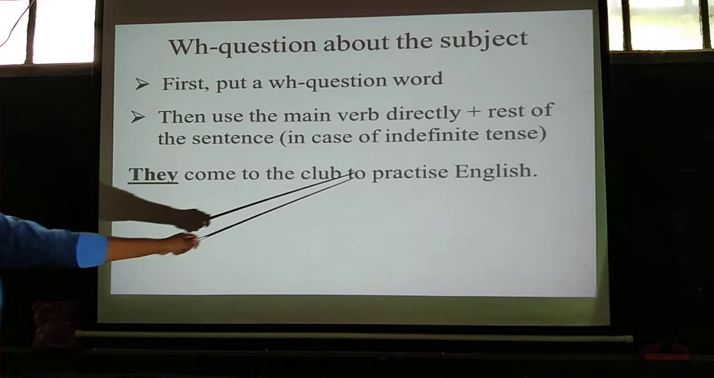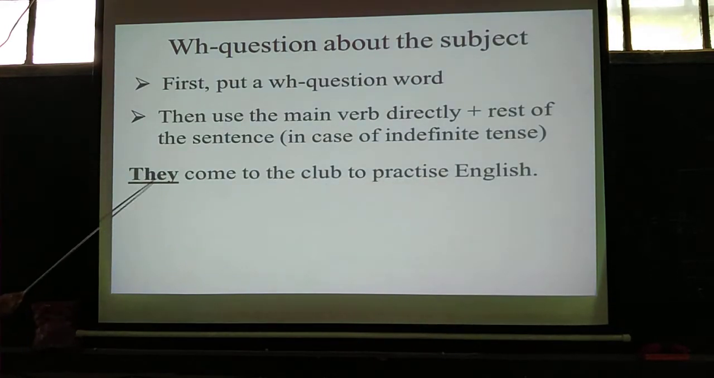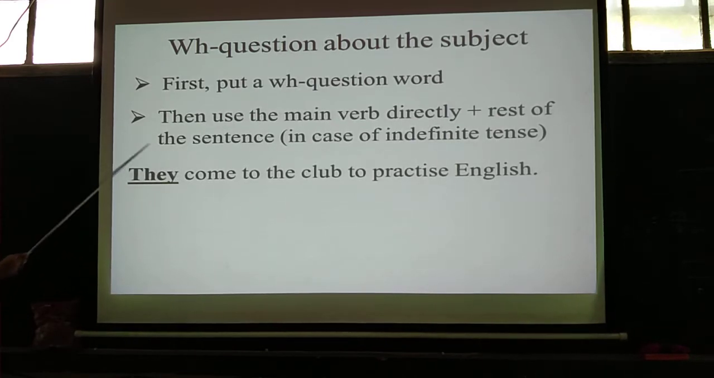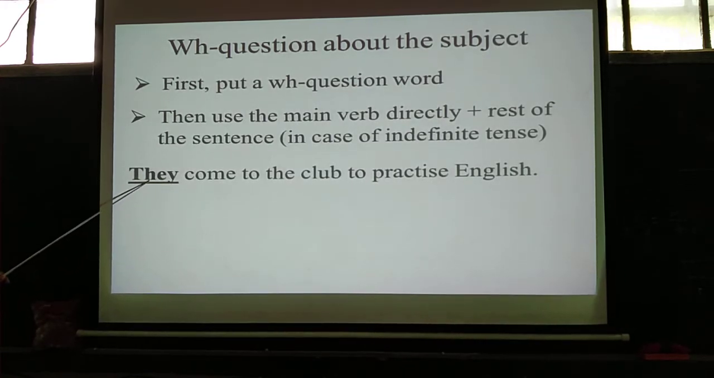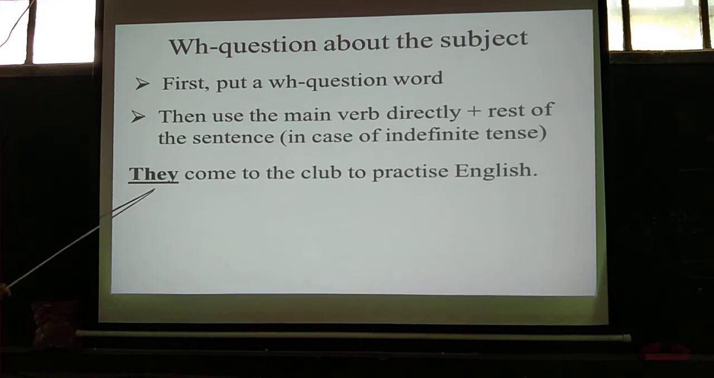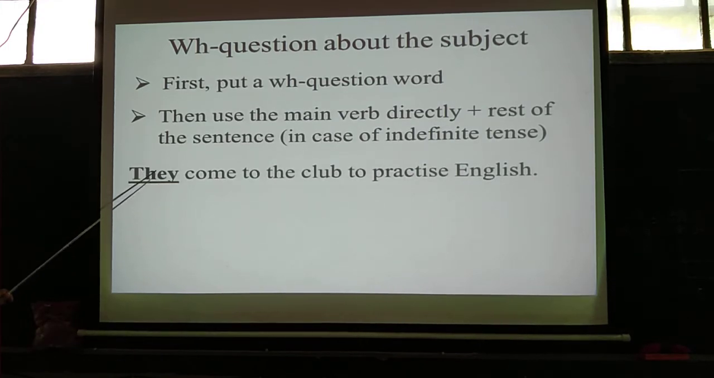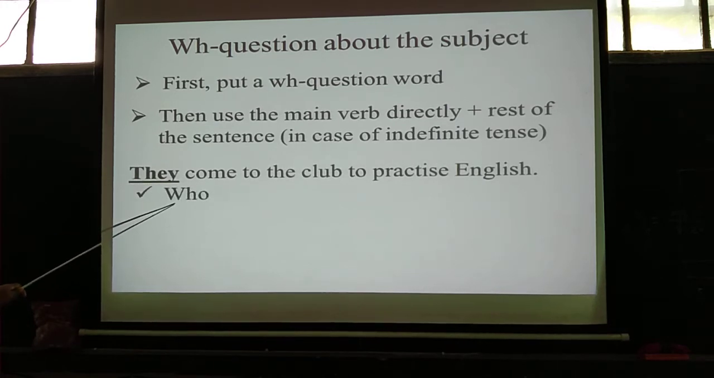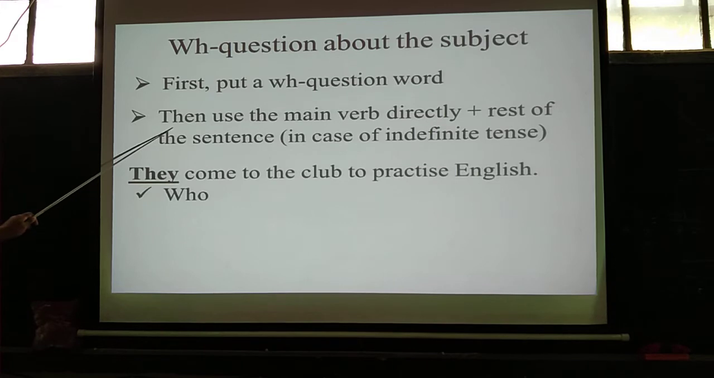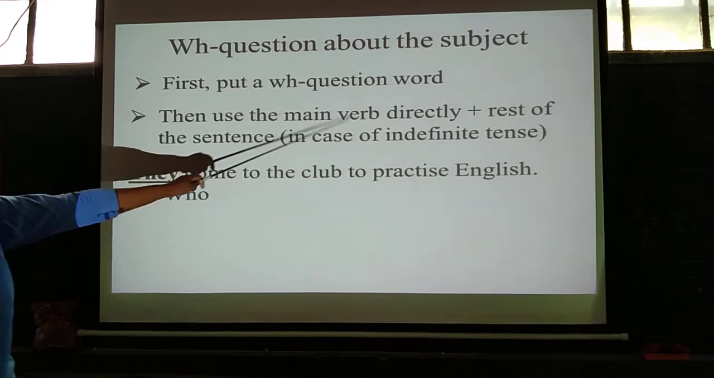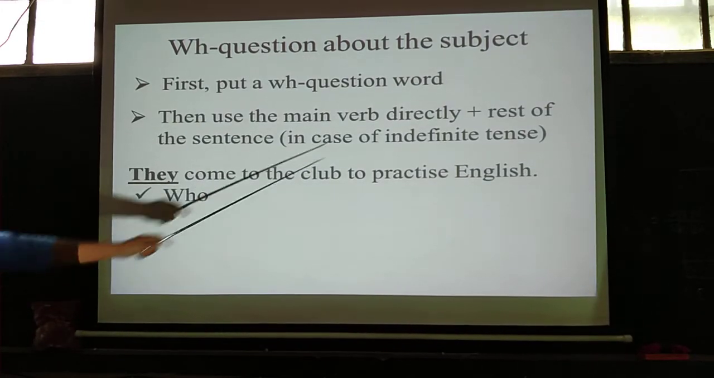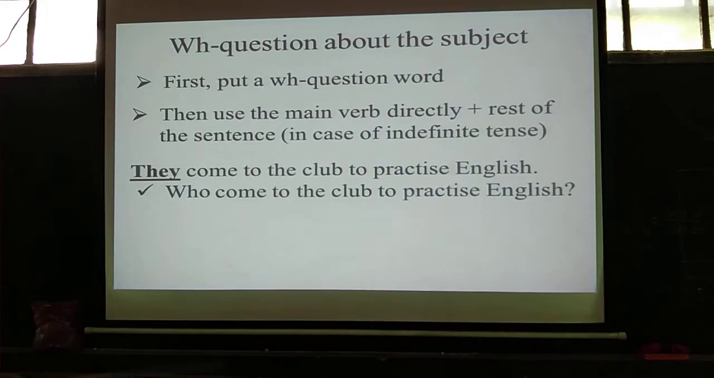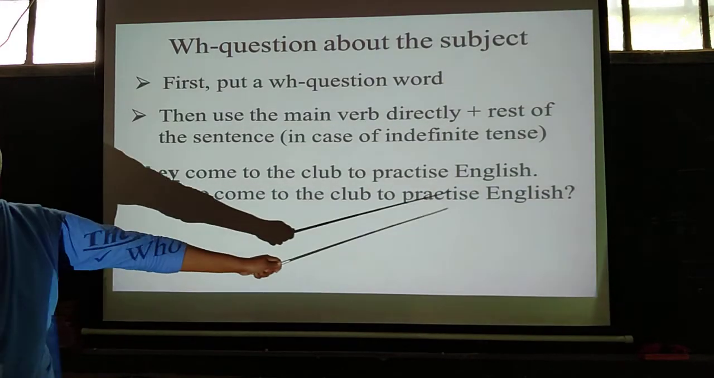They come to the club to practice English. In this sentence, they is the subject, and here is an underline. So you have to make a WH question with the subject they. As we know, they refers to some people. So what WH question word will we use here? We will use who. And what is the second step? Then we have to use the main verb directly. What is the main verb here? The main verb here is come. So we have to use come plus the rest of the sentence. Who come to the club to practice English?